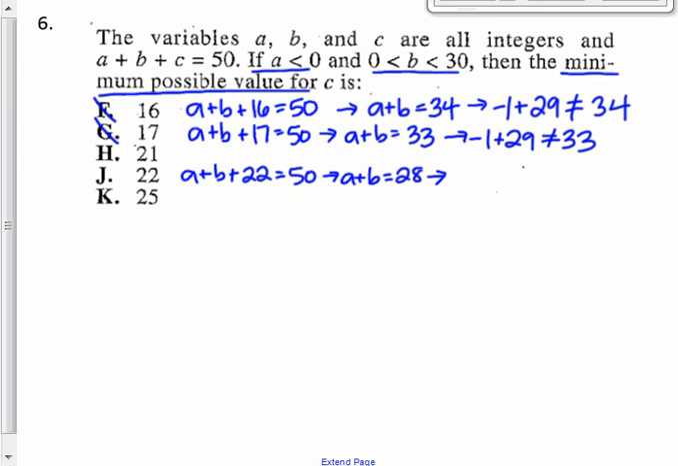And as we found out when we were working through answer choices F and G, -1 is the largest number that A can be. 29 is the largest number that B can be, and that does in fact give us 28. So J is going to be the minimum value for C, so H must not have been correct. It must have been too small ultimately for C.